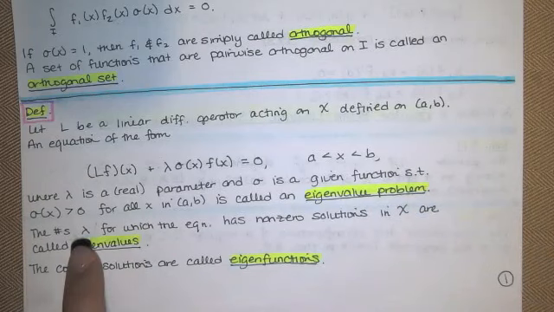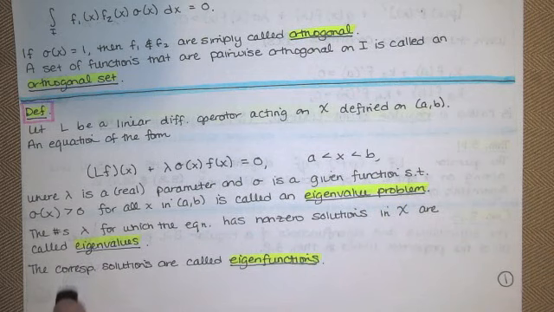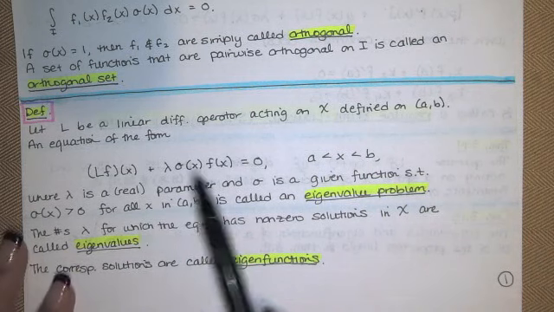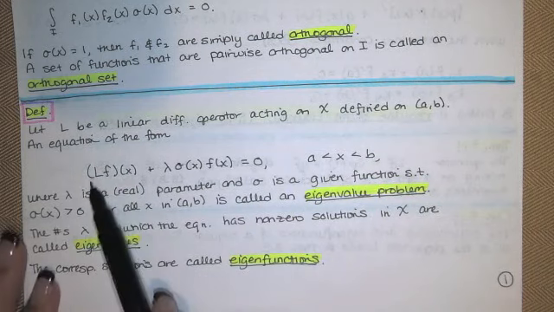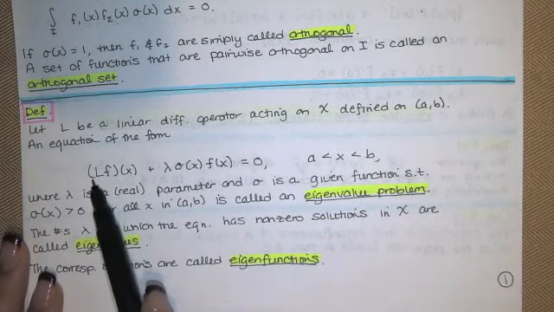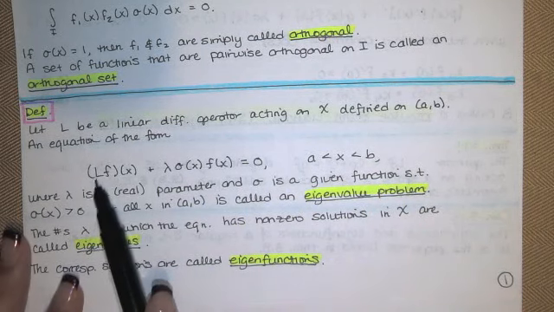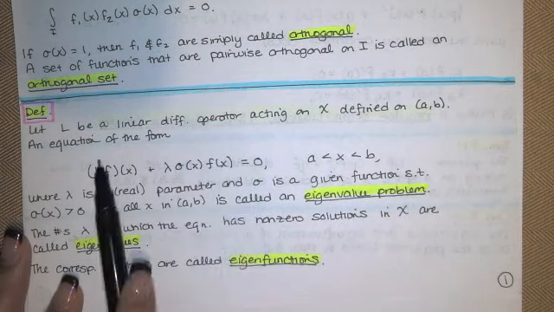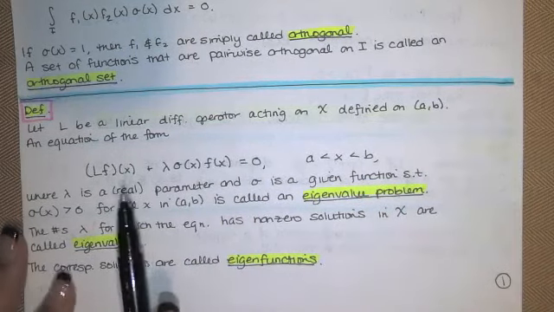The numbers lambda for which the equation has non-zero solutions are eigenvalues. The corresponding solutions are eigenfunctions. Okay, so let's go back to ordinary differential equations. This is just a differential equation. It's hard to tell what order it is because the order of the differential equation is hidden in this linear differential operator. So this is very general. This is just some differential equation that happens to have this particular form.